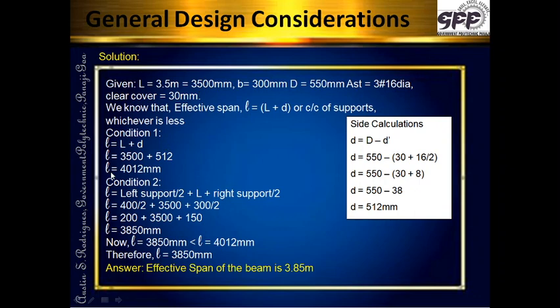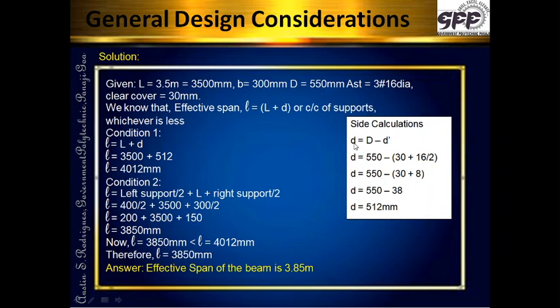Please note that whenever we are solving, we are using all units as the same. Though it has been given in meters, because I will be taking the other units as mm, I have converted this to mm. So length is taken as 3500 mm plus effective depth, which is not given to us, but what has been given to us is the overall depth of 550 mm. So I do my calculations.